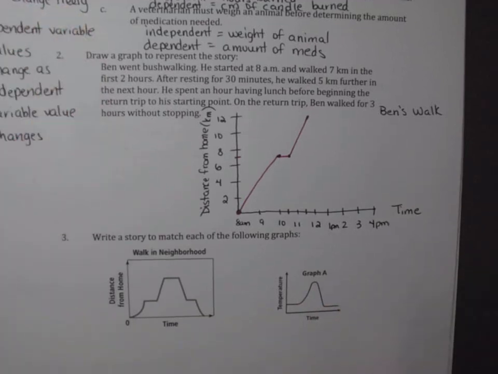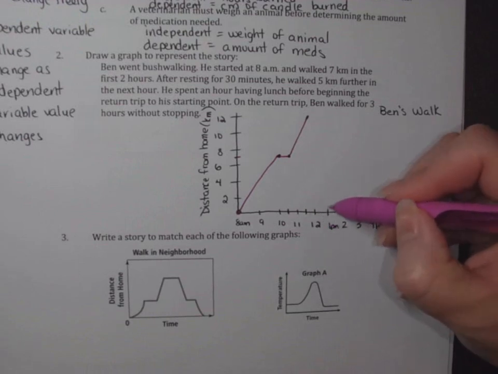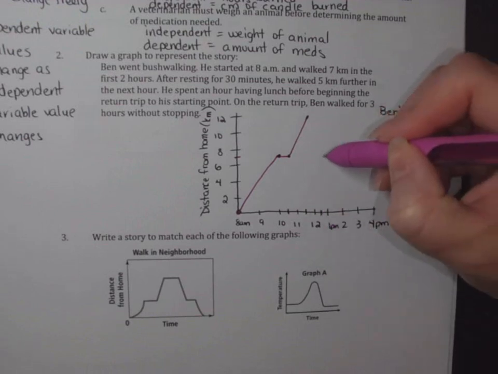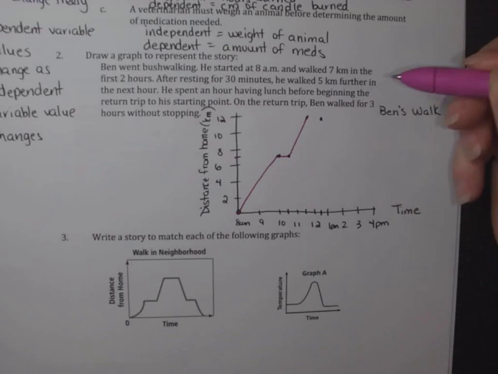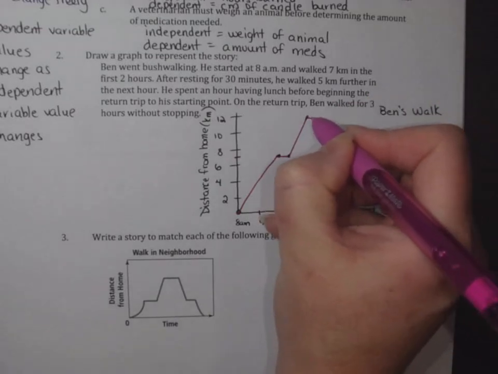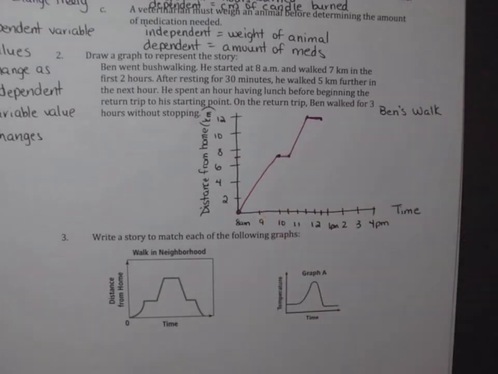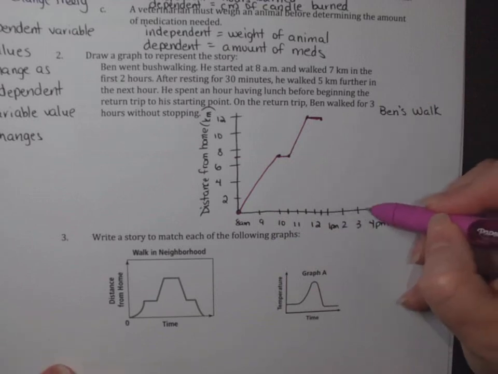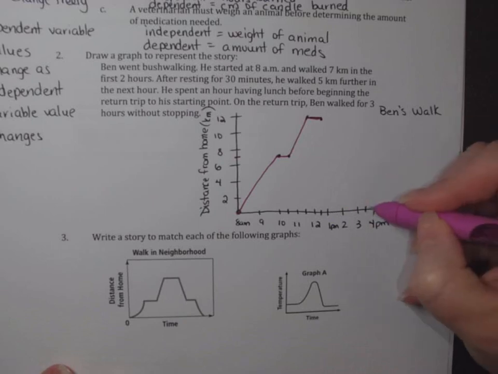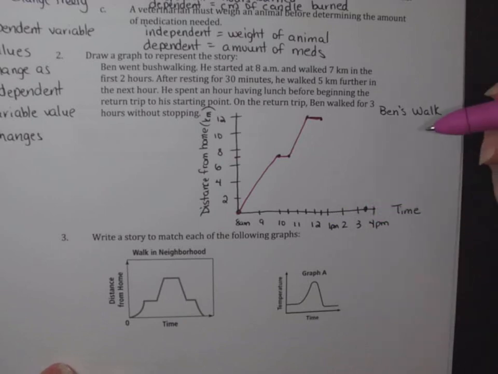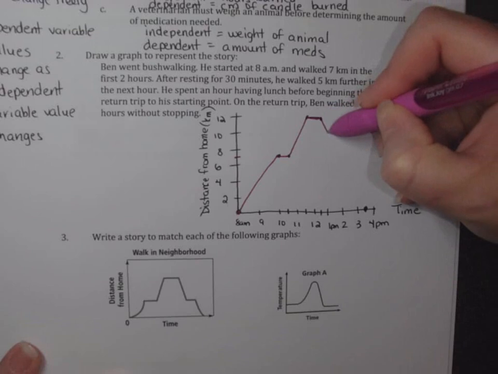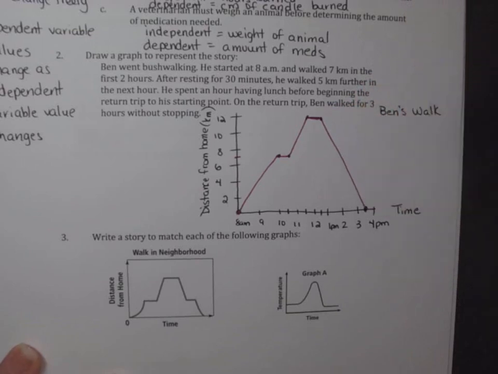Okay, so he's going to have lunch for an hour, which means from 11:30 to 12:30 he's going to rest, right? He's not going to go anywhere. Try to make that flat. And then for the next 3 hours he walked home, right? So it's 12:30 to 3:30. He's going to start walking home at 12:30.